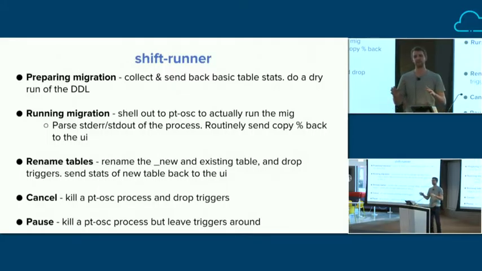Okay, so these are the different states that the Shift Runner can handle. It's polling the API from the front end, it gets a migration, it's in the preparing step. When that happens, it will connect to the database that's being migrated and collect some stats about the table, send them back to the UI so that they can be viewed, and it'll also do a dry run of the schema change to make sure the DDL is valid and everything's going to work. The next state is running the migration, and this is where the runner will actually shell out to PTOSC. While PTOSC is running, we're constantly monitoring the standard out and standard error, and parsing that to get the status of the migration and sending that back to the UI.